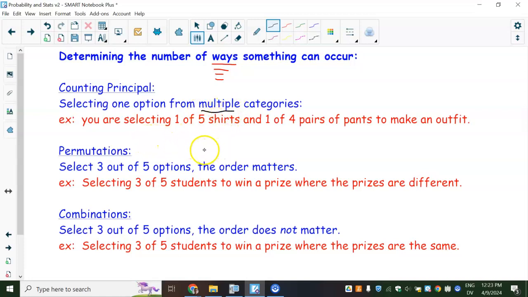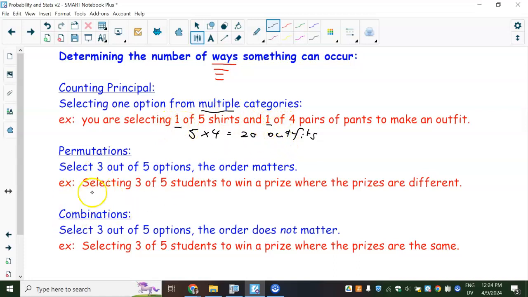So the classic example is picking an outfit where you have like 5 shirts and 4 pairs of pants, and you're making one outfit. So you select one of the shirts and one of the pairs of pants to wear to school that day. And so the counting principle is you take just your shirt options times your pant options, and it gives you 20 outfits. And again, the hint for telling that it's counting principle is it's multiple categories and you pick one from each.